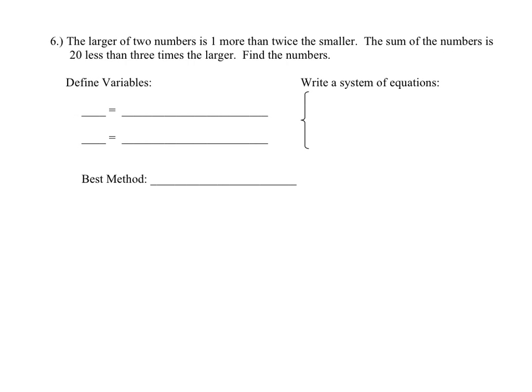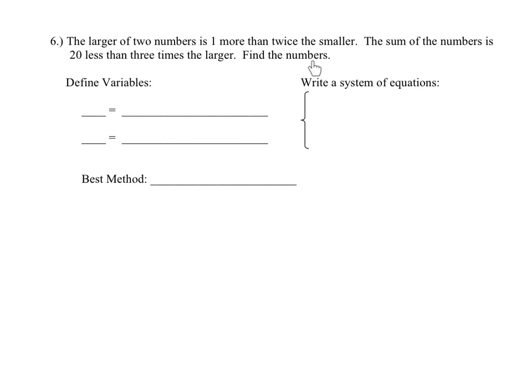Okay, number 6 is one of my favorite problems. It's also a little tiny bit confusing. So, it says here, the larger of two numbers is one more than twice the smaller. So just notice right now, the first sentence uses the word larger, and it's being compared to the smaller. The second sentence says the sum of the numbers is 20 less than 3 times the larger.